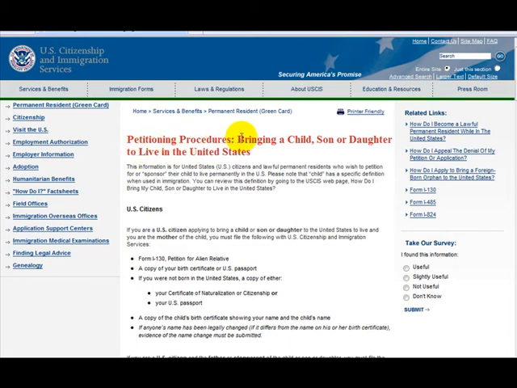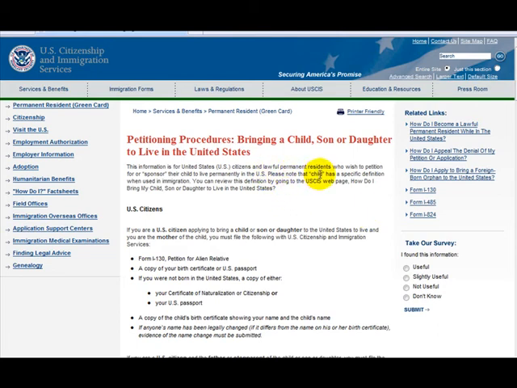Petitioning procedures. We love our procedures. Bringing a child, son or daughter, to live in the United States. This information is for U.S. citizens and lawful permanent residents who wish to petition for or sponsor their child to live permanently in the U.S. We are focusing on U.S. citizens because the scope of this tutorial is green cards based on marriage, and we know that if you're married to a permanent resident, then that immigrant is going to have a long wait. So we're not working on that one. We're working on someone who's here legally or maybe overstayed and is married to a U.S. citizen.